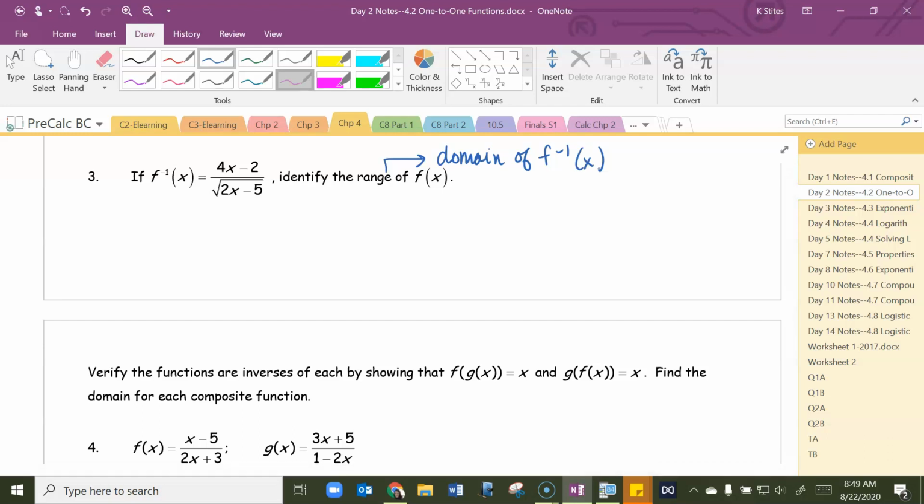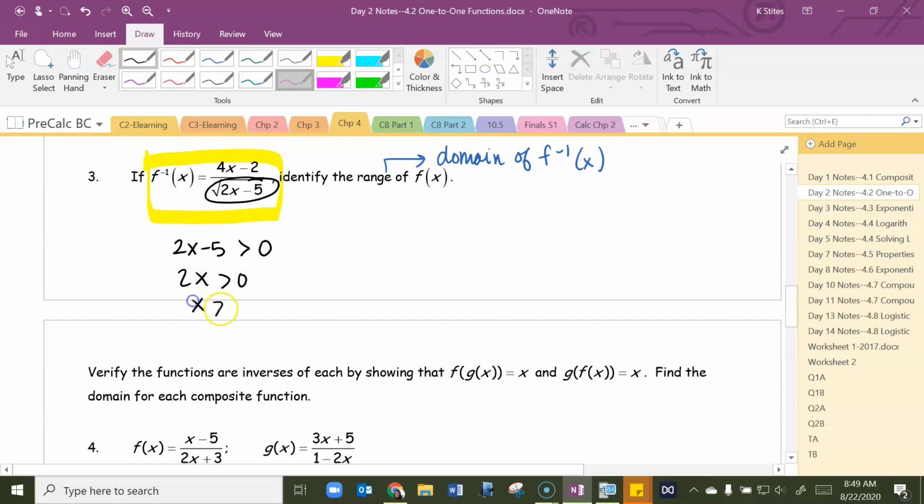So I'm looking at f inverse, this guy right here, and I'm finding the domain of that, meaning what can x be? Well, this guy right here cannot be negative because it's under a square root, but it also is in the denominator, so it also can't be 0. So I'm going to say greater than 0 and solve it. And I know x has to be greater than 5/2.